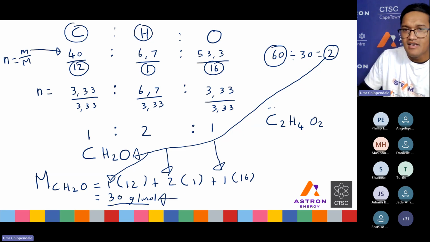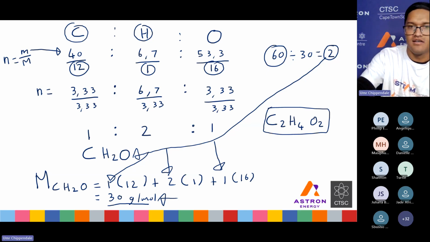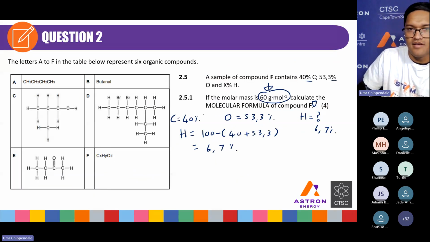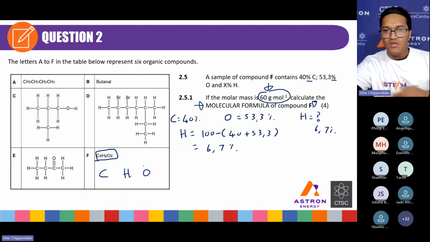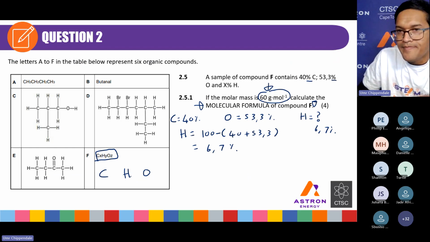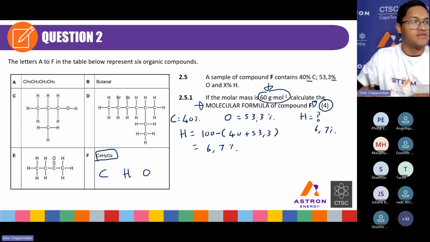So this is going to be the molecular formula that they asked for compound F. And if you look over here, it was also written in the form of C, H, and O, just like we had it. And all of that was worth 4 marks. Very nice question.